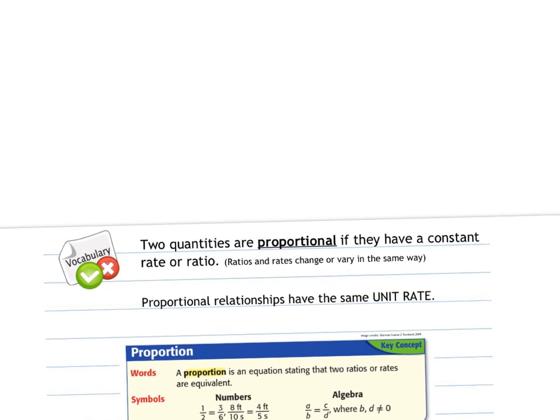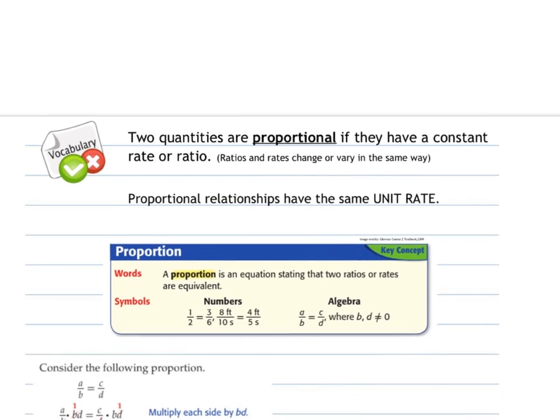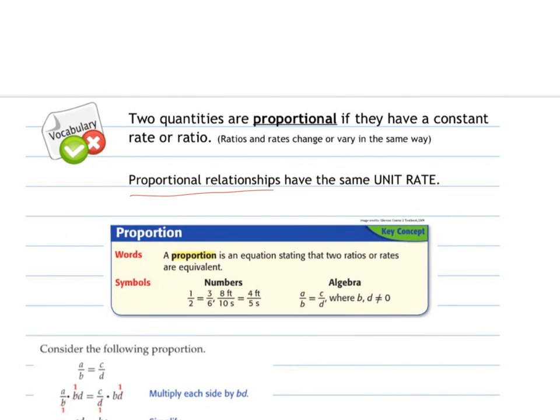Two quantities are proportional if they have a constant rate or ratio. Remember, from before lessons, ratios and rates change or vary in the same way. It means they're proportional. For example, if I had 16 cans of dog food for 2 dogs, then I could assume that I had 32 cans for 4 dogs. So they would simplify to be the same rate or ratio. Just like I just said, proportional relationships have the same unit rate when simplified.